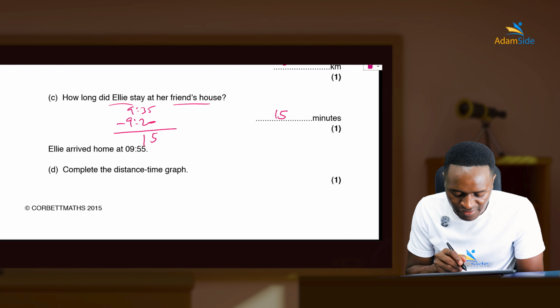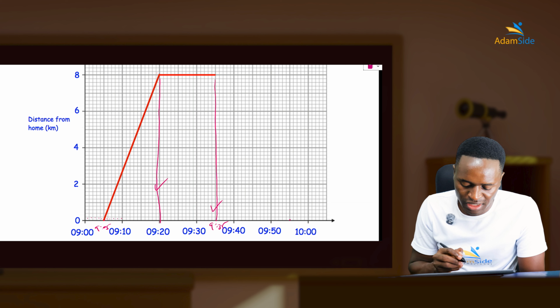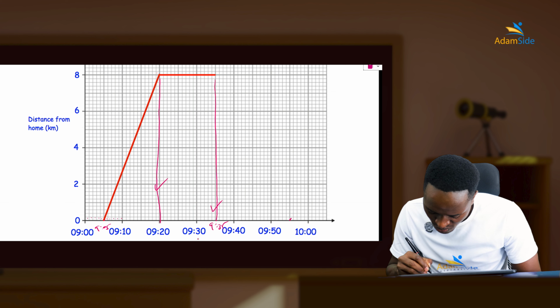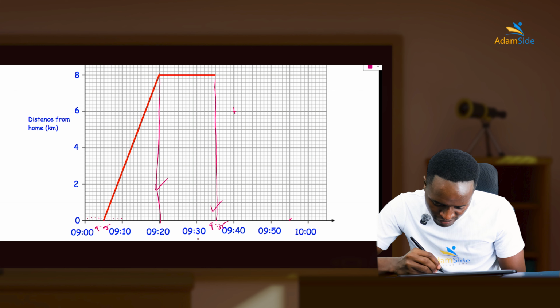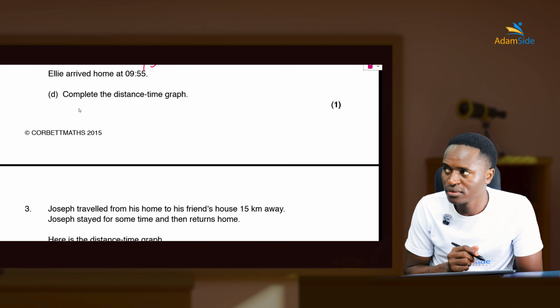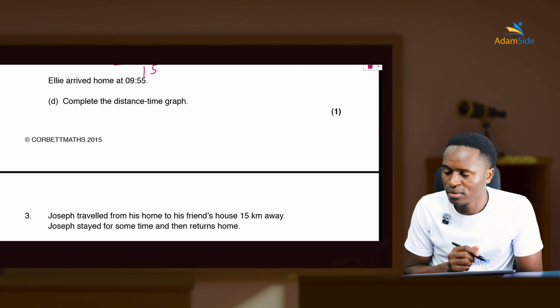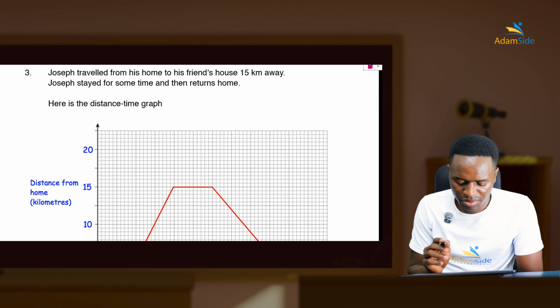Then Ellie arrived home at 9:55. Complete the distance time graph. So she arrived home at 9:55. So we go at 55, it is here. And you draw your graph. So this is 9:55. And then you go down. So complete the distance time graph. We've got a mark there.